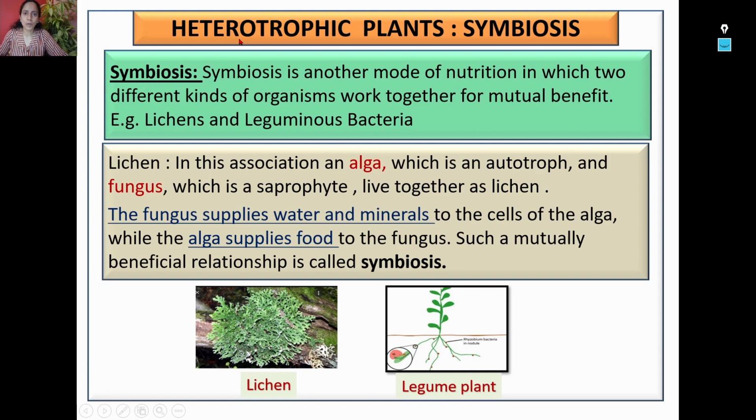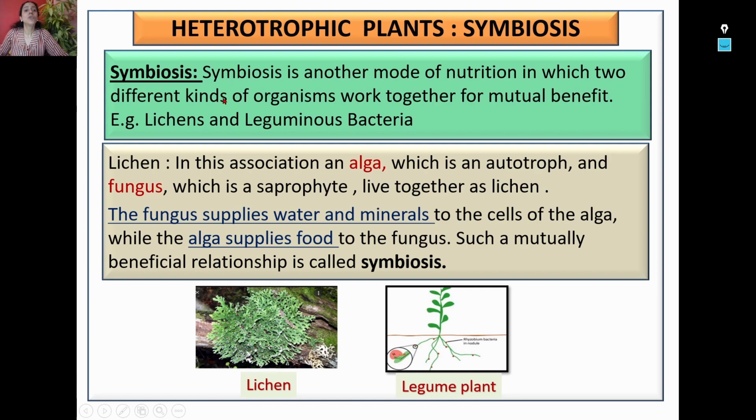a fungus. Growing on dead decaying organic matter. How beautiful these plants are, and how useful these plants are. They are decomposers. Subtype of heterotrophic mode of nutrition is symbiosis.